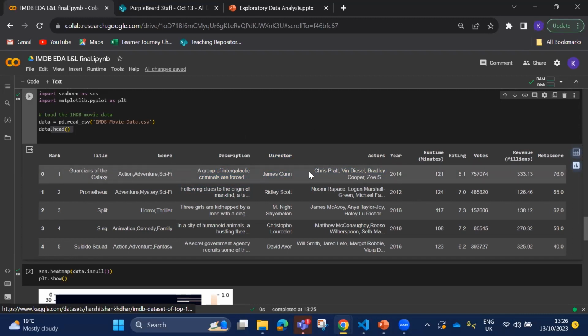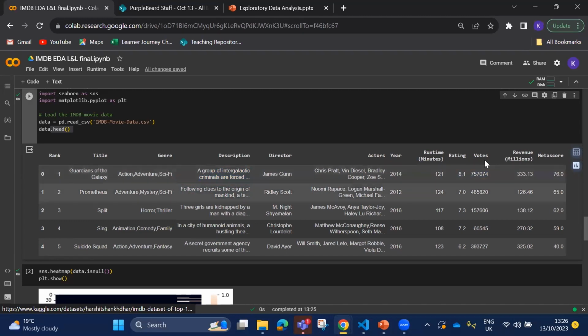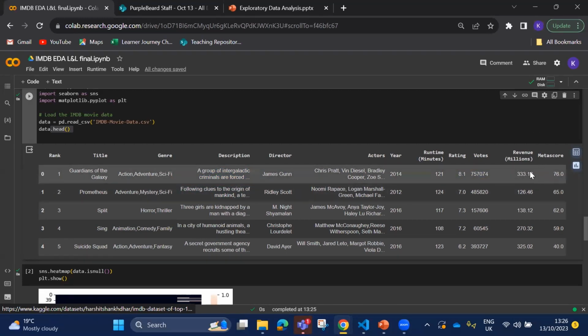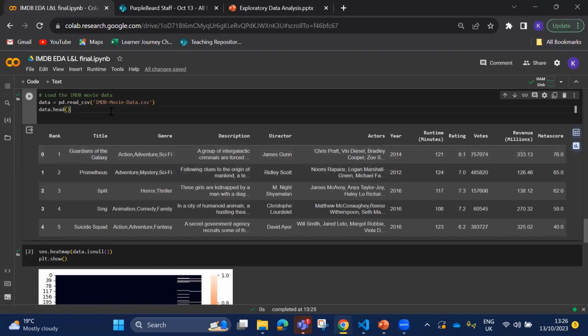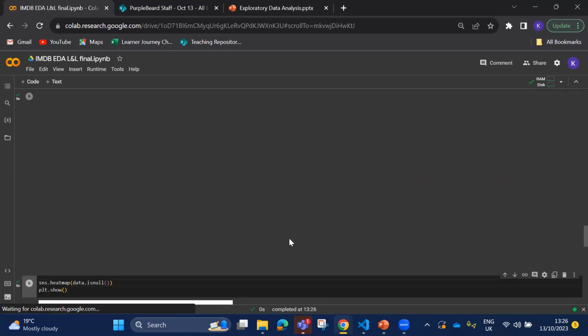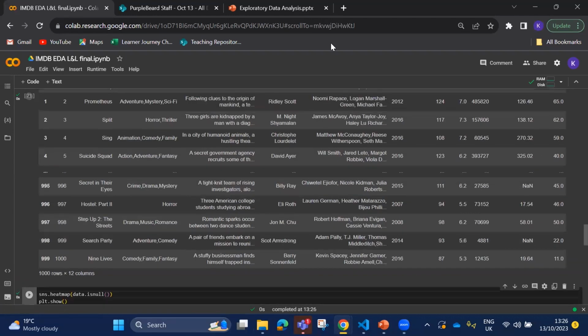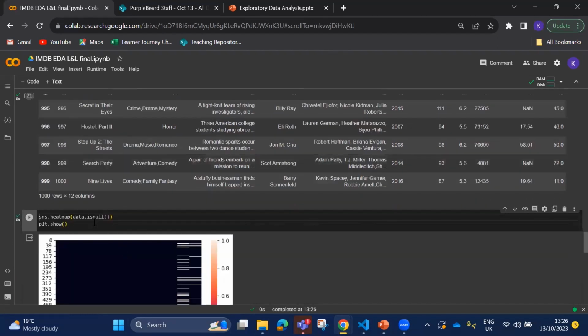Then we have a lot of actors for each movie. The runtime of that movie, this is in minutes. The year in which this movie was released, rating, and votes, revenues, and Metascore. All right, so this is the data that I have. I'm just looking at 4 rows. However, there are a lot of rows. So if you want, you can just write data, and then you'll have all of these 1,000 rows. This is the kind of data, these are the kind of movies that I'm going to look at.